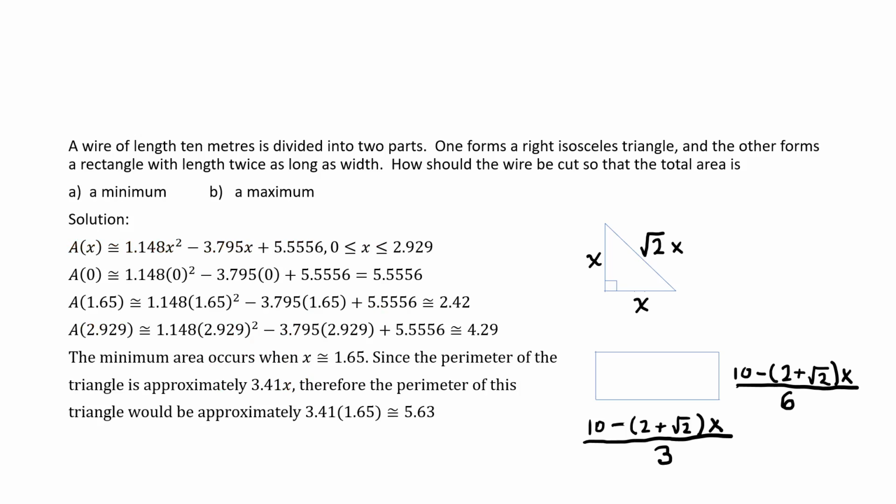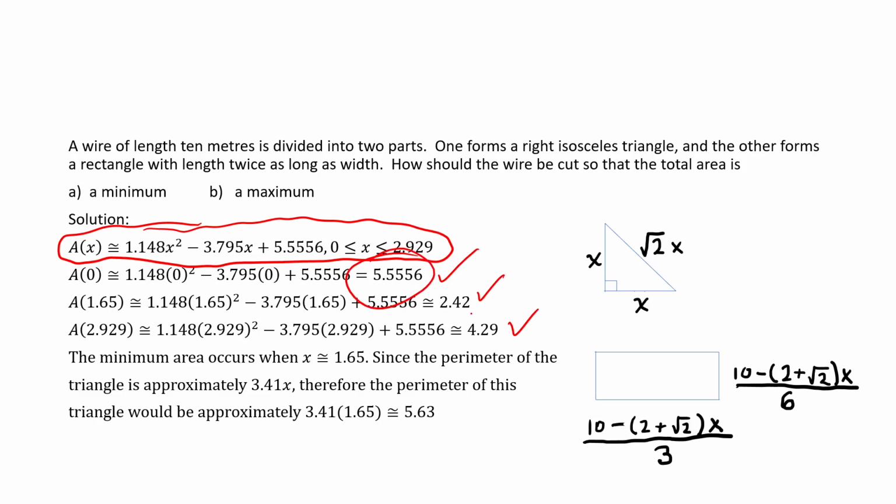And then at that point, what we would do is determine the total area by plugging in. We have this decimal approximation of the area formula, so we would just plug in a 0 and a 1.65 and a 2.929, and we would get the values shown. If x is equal to 0, the total area is roughly 5.5556. If x is equal to 1.65, the total area is roughly 2.42. And if x is equal to 2.929, the total area is roughly equal to 4.29. So we would say the minimum area would occur when x was roughly equal to 1.65.